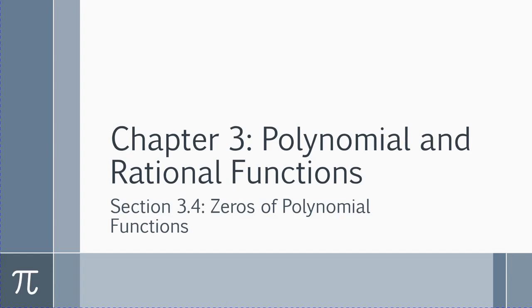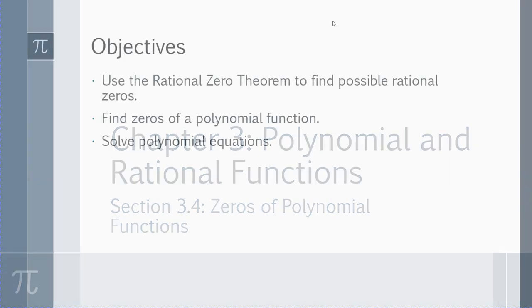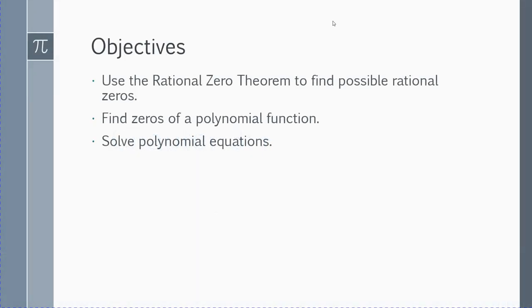In this lecture, we're going to start talking about zeros of polynomial functions. We have only three objectives in this lecture. We want to use what's called the rational zero theorem to find possible rational zeros. This is important: this is just possible. If it has a rational zero, what does it look like? What are the possibilities it could be? Then we want to find the zeros of polynomial functions, and then we want to solve polynomial equations.